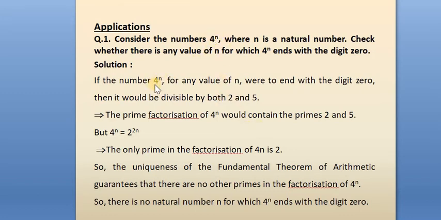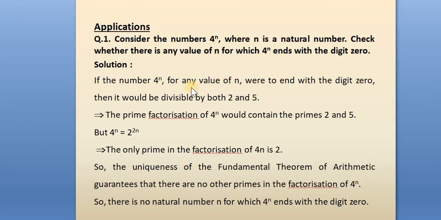The 4 can be prime factorized, that is 4 is equal to 2 into 2. Now, what are the prime factors of 4? Only 2 and 2. So, according to the fundamental theorem of arithmetic, a composite number can be expressed as the product of primes, but the prime factorization is unique. Therefore, 4 cannot have any other prime factors. So, let's see how we will start.